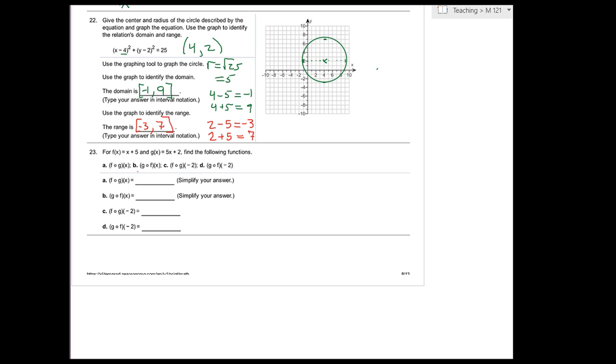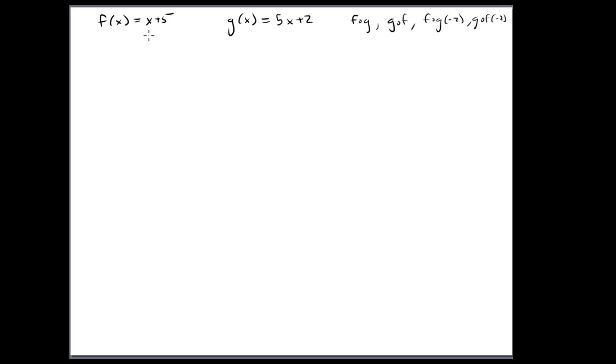Let's take a look at some composition. We were given the equations f of x is equal to x plus 5 and g of x is equal to 5x plus 2. And we're asked to find f of g, g of f, f of g of negative 2, and g of f of negative 2.